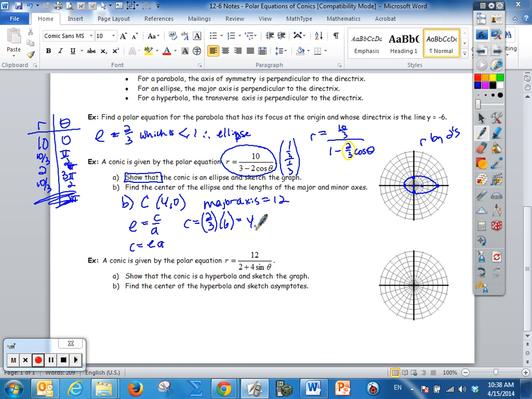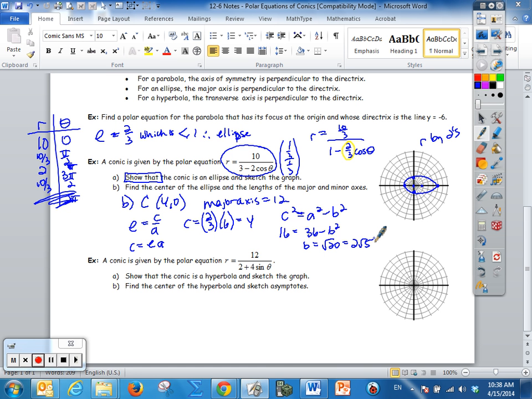And then to find b, we just use our normal ellipse formula, c squared equals a squared minus b squared. So that gives us c squared would be 16. a squared would be 36 minus b squared. So b squared is 20, and b is going to be the square root of 20, or let's see, 4 times 5, so 2 root 5.